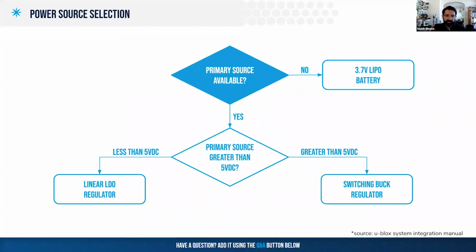Say you have a primary source: is this device going to be plugged into the wall at all times? If no, then you'll be using some sort of a backup battery. If yes, then is the source greater than 5 volts? If it's greater than 5 volts, we would recommend using a switching or switch mode power supply. If it's less than or equal to 5 volts, then we'll go for a linear low dropout regulator.